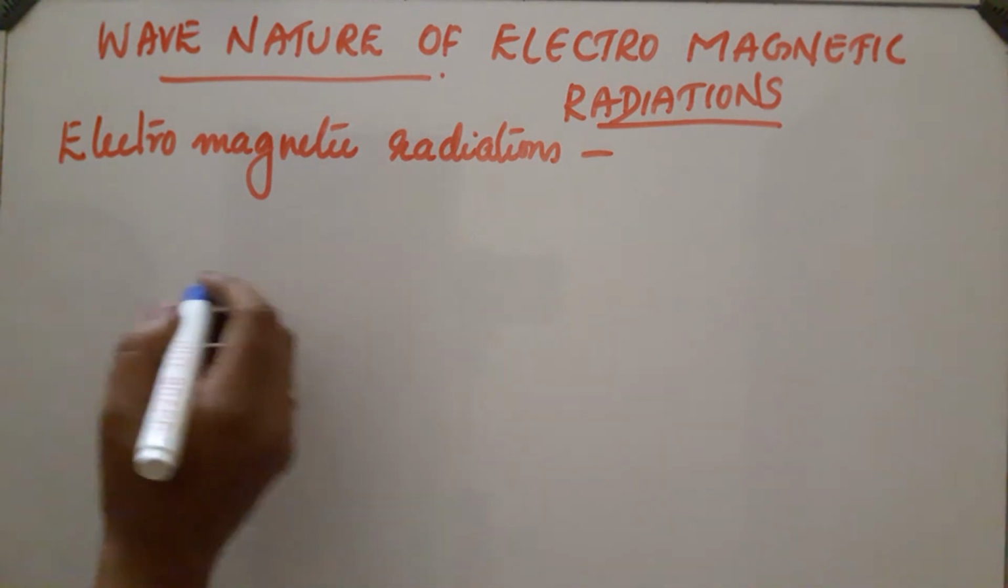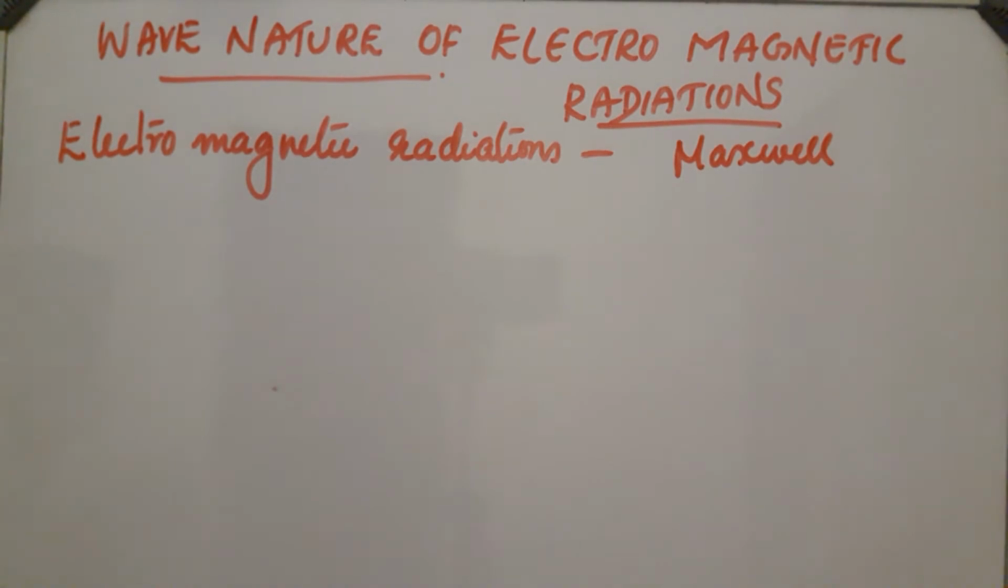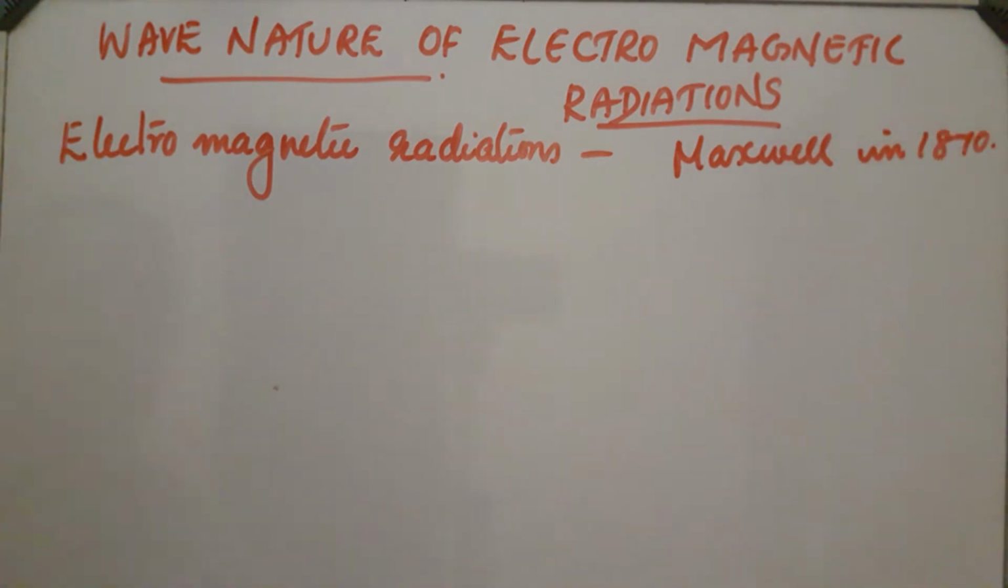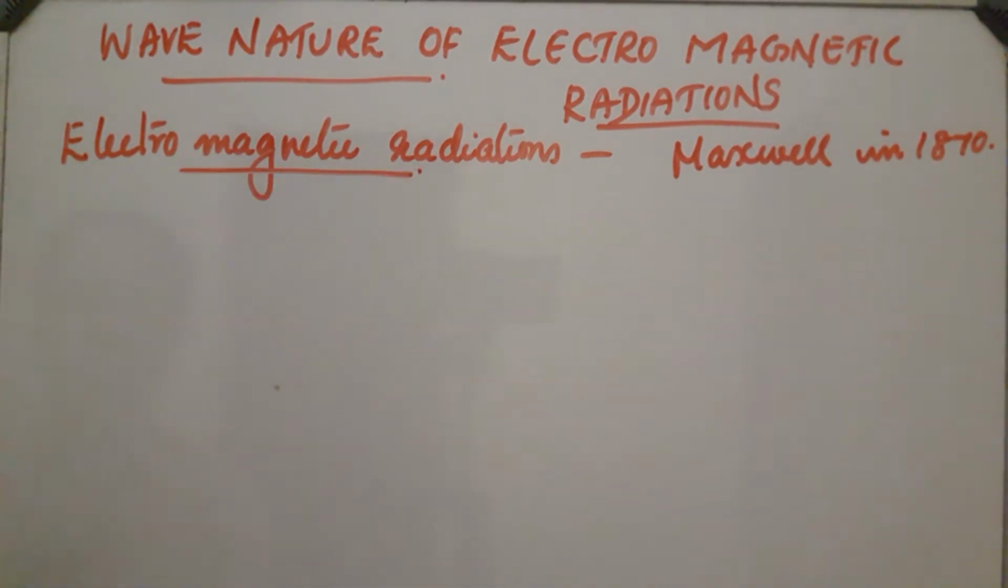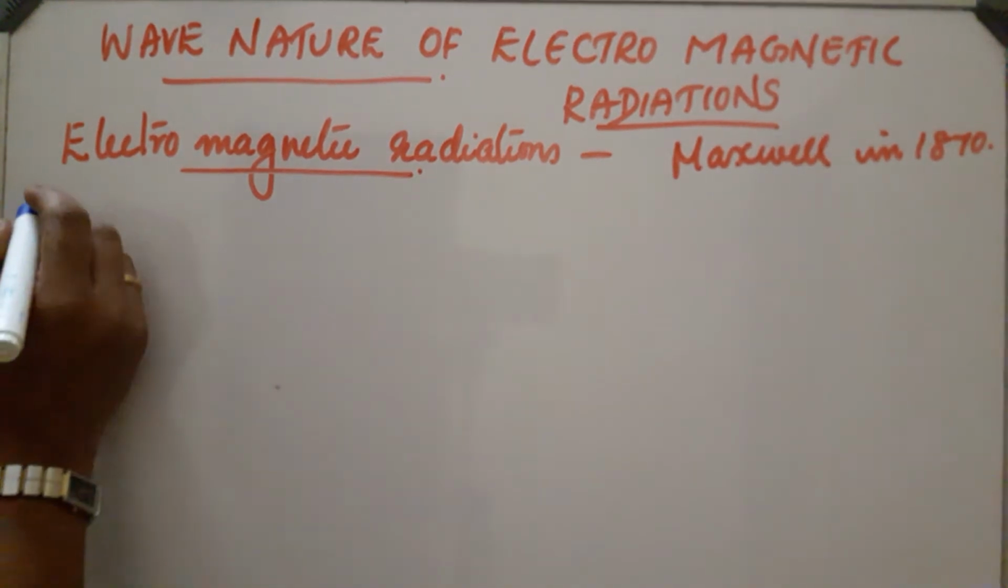So wave theory was proposed by Maxwell. This was proposed by James Maxwell in 1870. In this he explains about electromagnetic radiations. What is meant by electromagnetic radiations? When electrically charged particles move under acceleration, alternating electrical and magnetic fields are produced, and these fields are transmitted in the form of waves. These waves are called electromagnetic radiations.